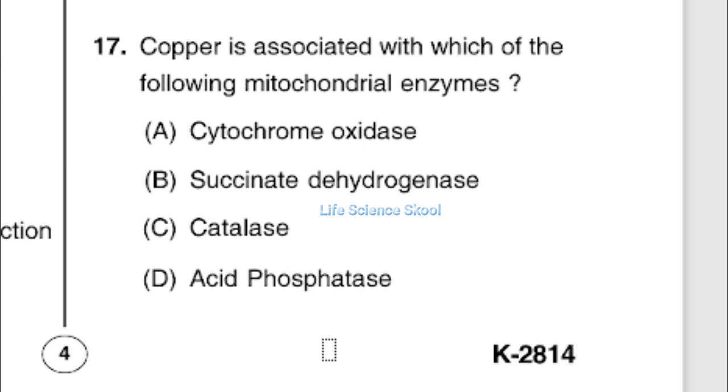And coming to the option D, acid phosphatase. Acid phosphatase is a hydrolyze enzyme, and it catalyzes the hydrolysis of chemical bonds. So the correct answer for this is option A. Option A is the correct answer, that is cytochrome oxidase.